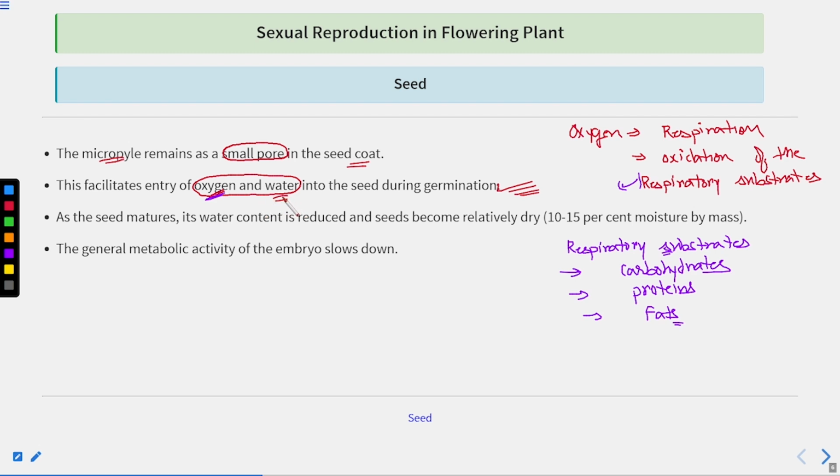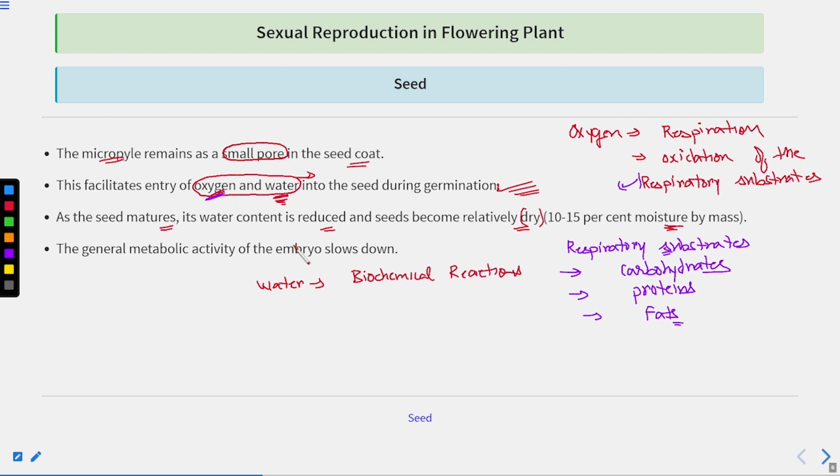Now, water is also required for seed germination because a lot of reactions take place in the presence of water. Clear? Now, as the seed matures, its water content is reduced and the seed becomes relatively dry, with only 10 to 15% moisture by mass. Water is used where? Water is used in biochemical reactions. To carry out all the biochemical reactions, they require water. So as the seed matures, the water content is reduced and the seeds become relatively dry, with only 10 to 15% moisture by mass.